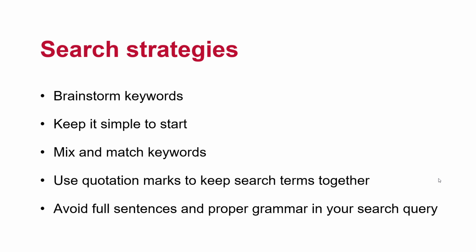But before you even start searching, it's a really good idea to brainstorm keywords based upon what your topic is. Ask yourself, what are some words related to my topic, and what are some different ways I can phrase my topic? Keep your searches simple to start. You can mix and match keywords to get different search results. You can use quotation marks to keep your search terms together. And when you're creating a search query, avoid full sentences and proper grammar. Search UW will look up every single term you type into it, so this is why you only want to type keywords into the search box.